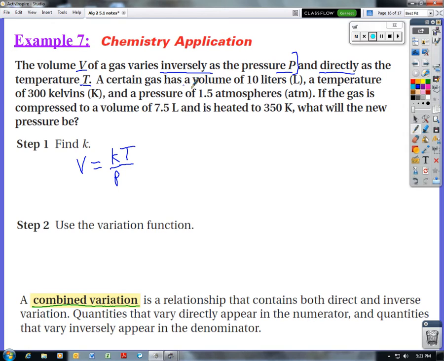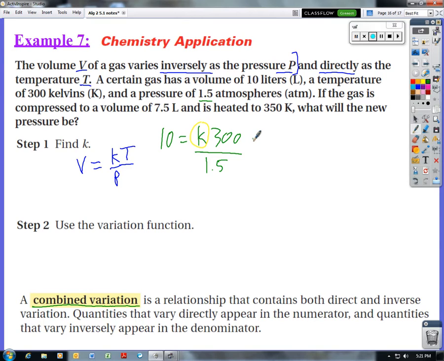Okay. And it tells us that a certain gas has a volume of 10 liters. Okay, so I'm going to plug and chug here. We've got 10 for our volume equals K, that's our constant, and a temperature of 300, so K times 300, and it has a pressure of 1.5 atmospheres, so it's all over 1.5. And it wants us to solve for K, our variation constant. So see if you can do this one by yourself. Pause the video and try that out.